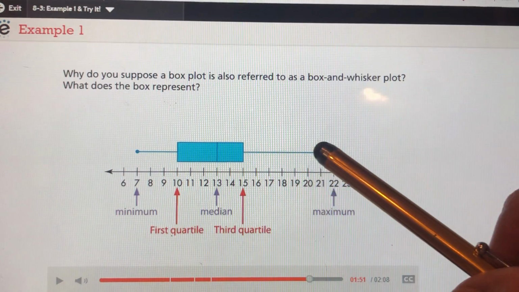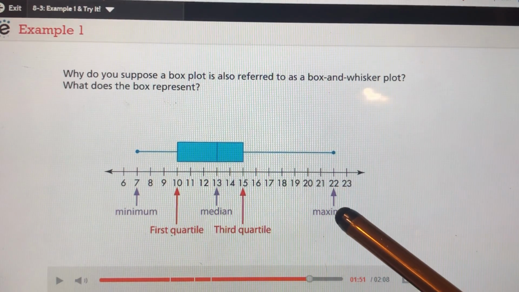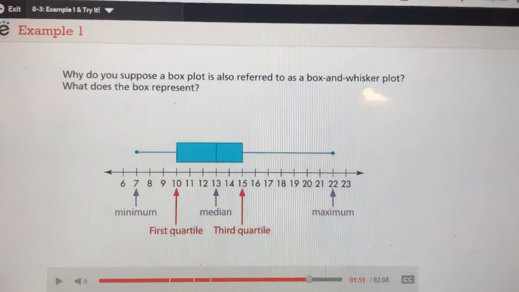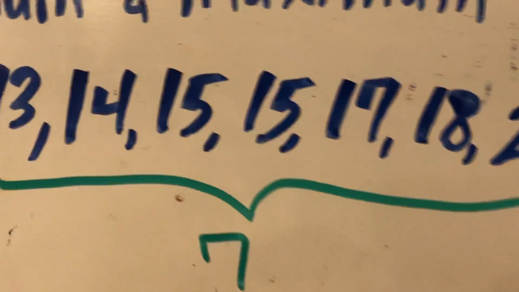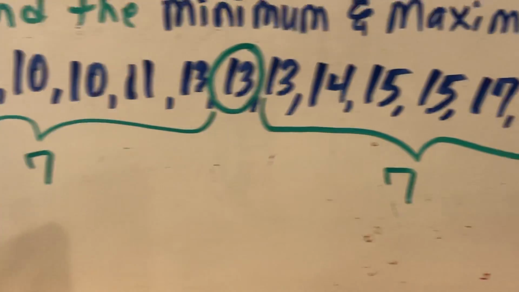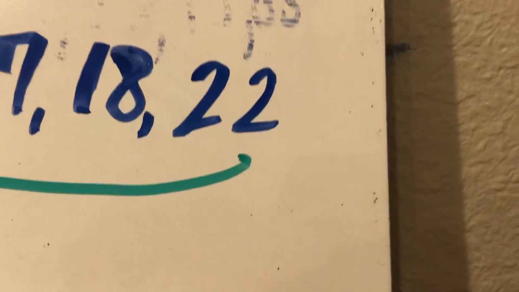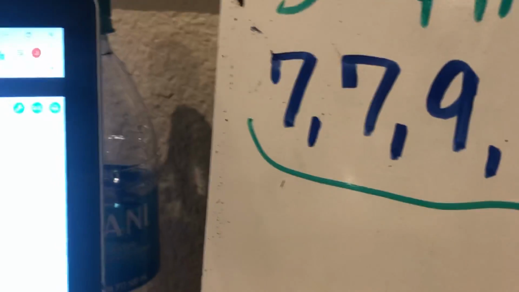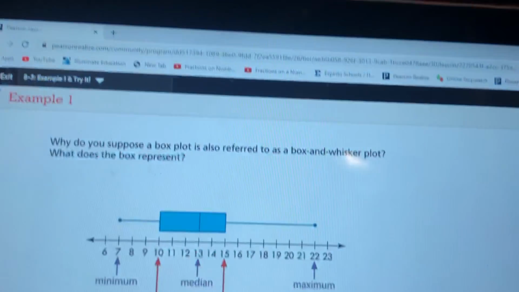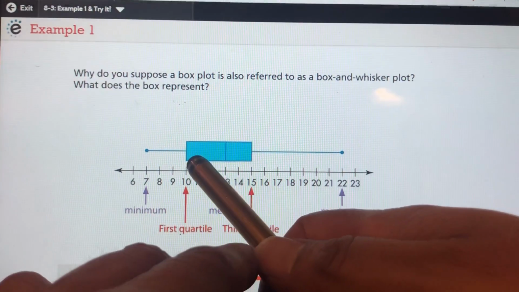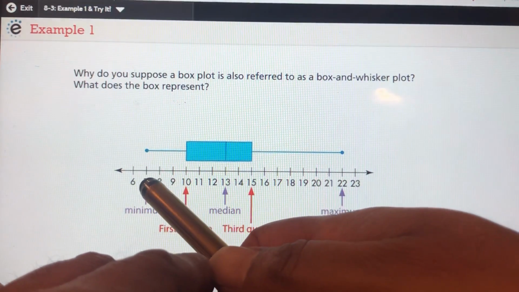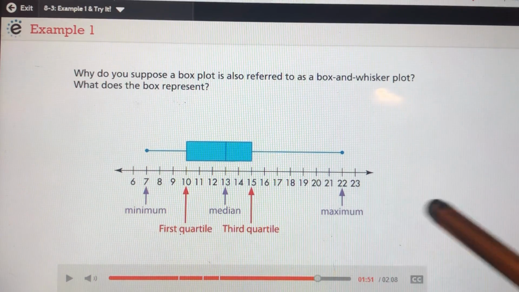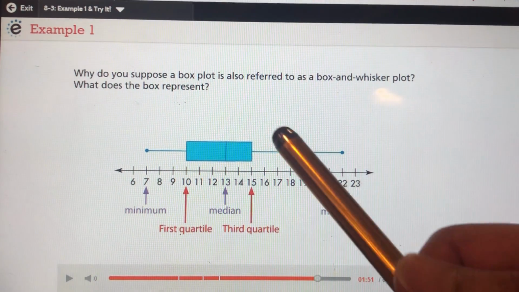Then we draw our line to the biggest number, which is known as the maximum. So this is my list again. I wrote it out earlier, and we see that 22 is our biggest number. I go back to my list, and I see that 7 was my smallest number. So here, my other whisker goes to the 7, which is known as your minimum, your small number. Maximum, big number.